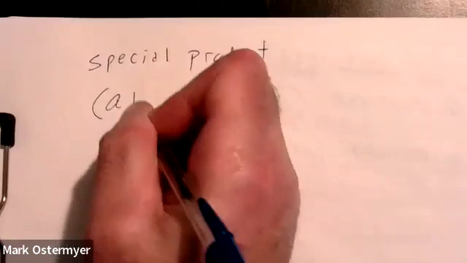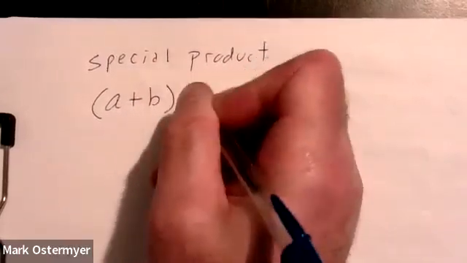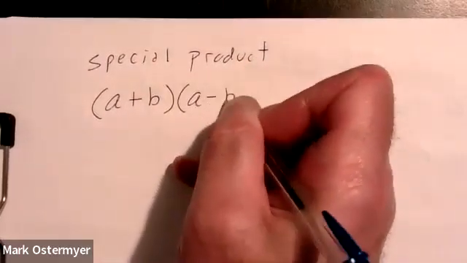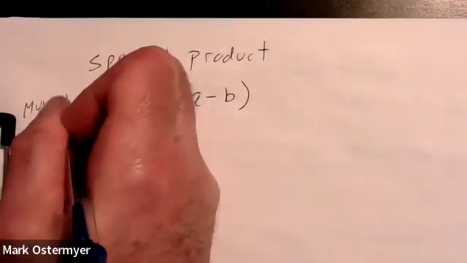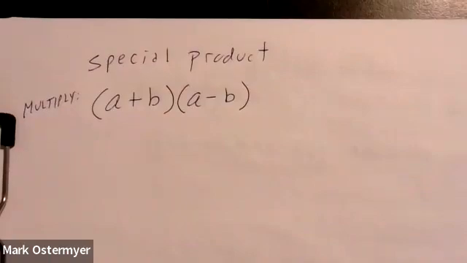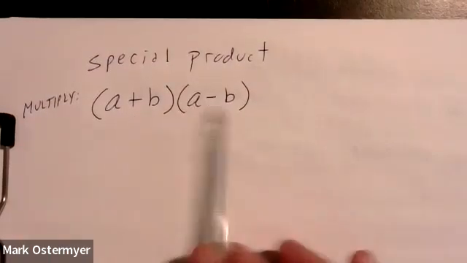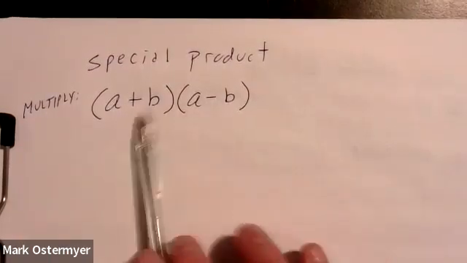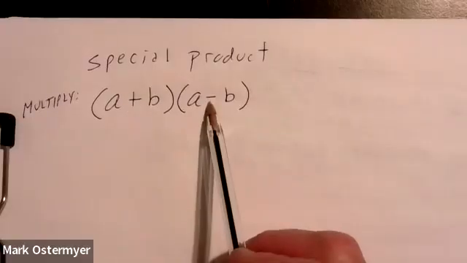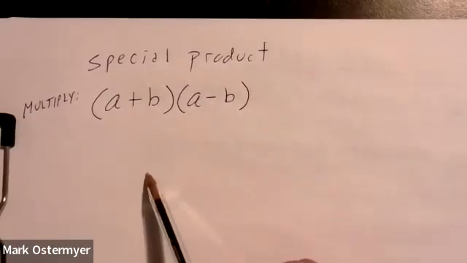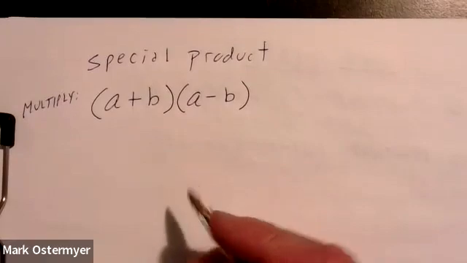If I have a binomial A plus B, and I'm going to try to multiply this by another binomial, A minus B. Okay. What do you notice about these binomials here? The only difference between these binomials is what? What's the only difference? One's adding, one's subtracting. Here we have a plus, and here we have a minus. That's the only difference.